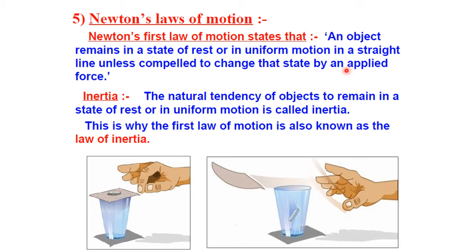So if an object is at rest, that means no movement, or if it is in uniform motion in a straight line and there is no external force applied, so what will happen? If it is at rest, it will remain at rest. If it is in motion, it will remain in motion. Okay. What is inertia? The natural tendency of the object to remain in the state of rest or in motion is called inertia.